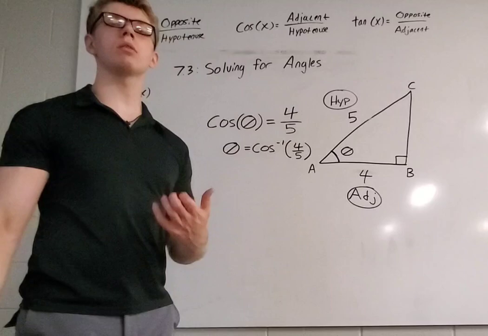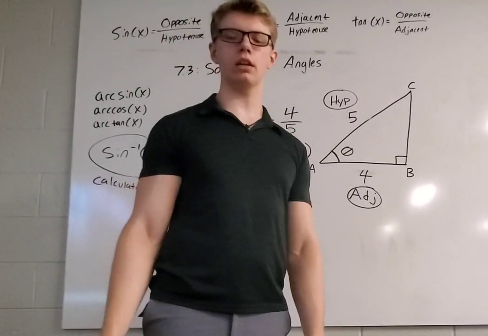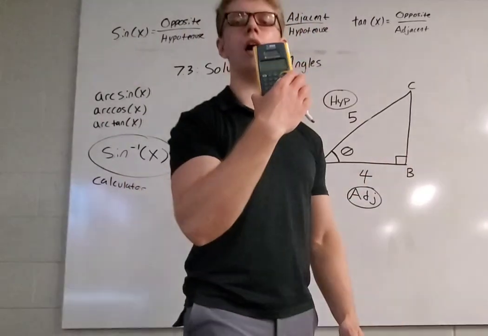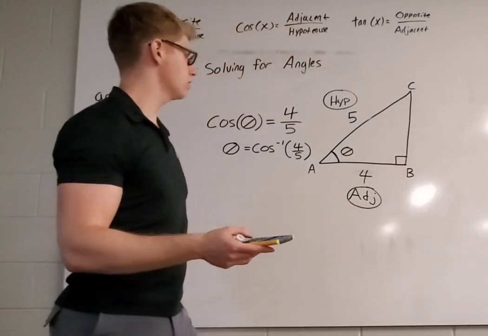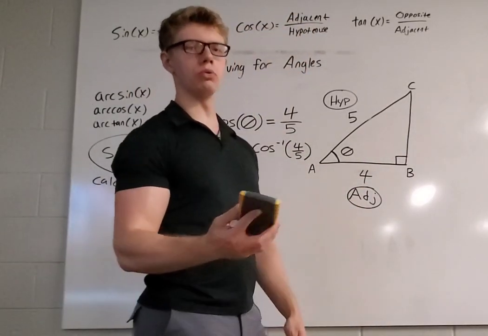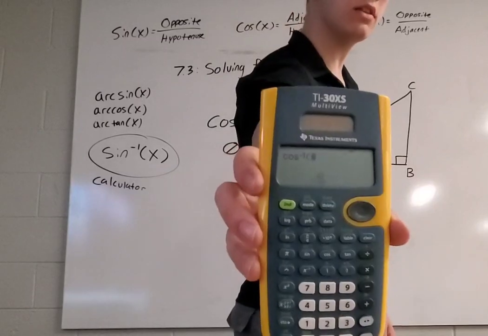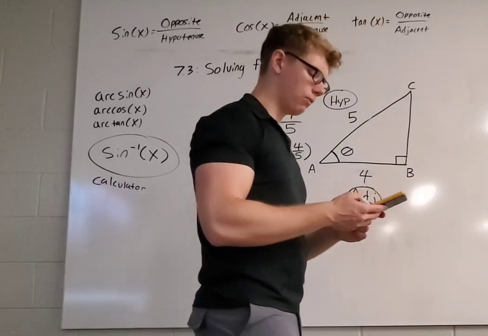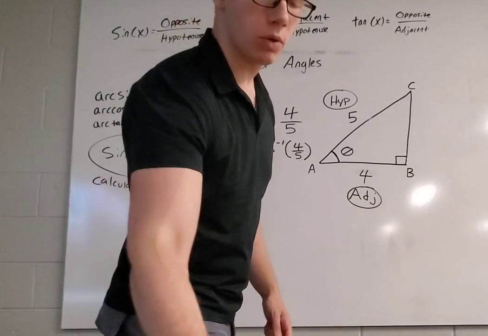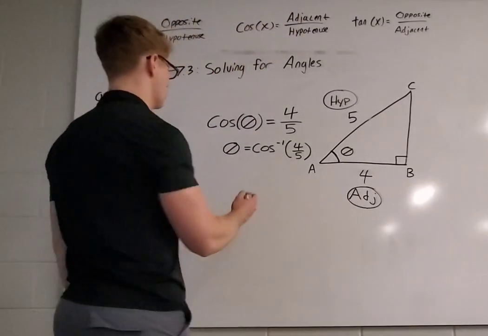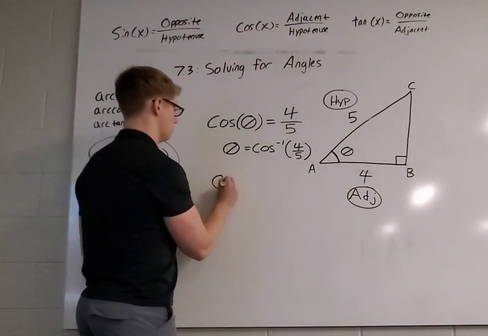Now again, this is something that you could type into your calculator, right? I'm going to pull out my handy calculator. I'm going to press the second button and I'm going to press cosine and it'll pull up that cosine with a little -1 at the top. And I'm just going to type in 4 divided by 5, and that's going to give me my answer, which is 36.9 degrees.